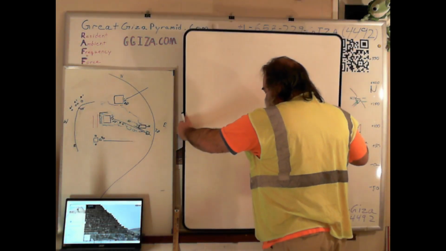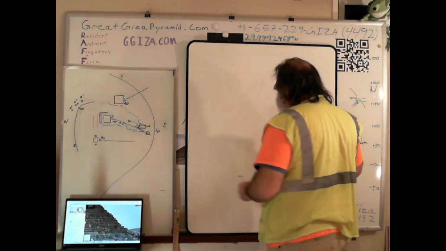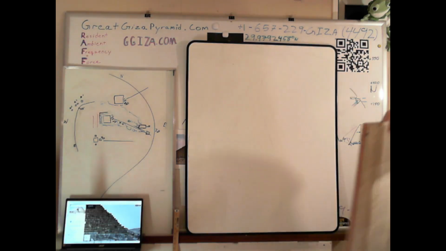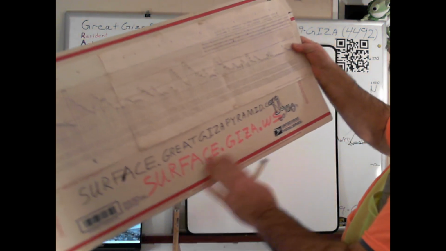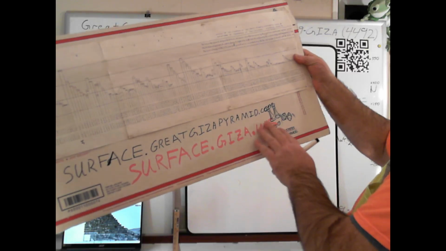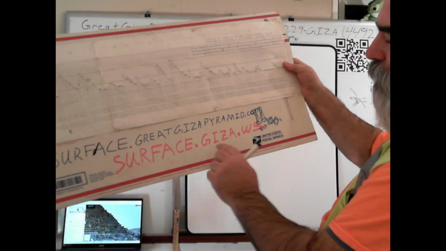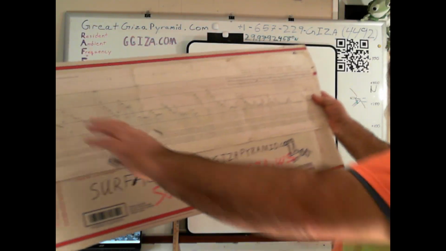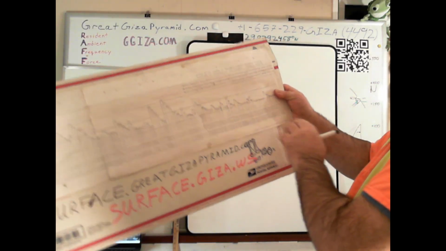Now, the Great Giza Pyramid, I've said in a lot of my videos, it's the one with the sweeping pattern. You can get to that at surface.greatgizapyramid.com or surface.dgiza.ws. Sorry, not ws.com. ggiza.com. I don't have the .ws anymore. Anyway, long story short, you can see the sweeping pattern.